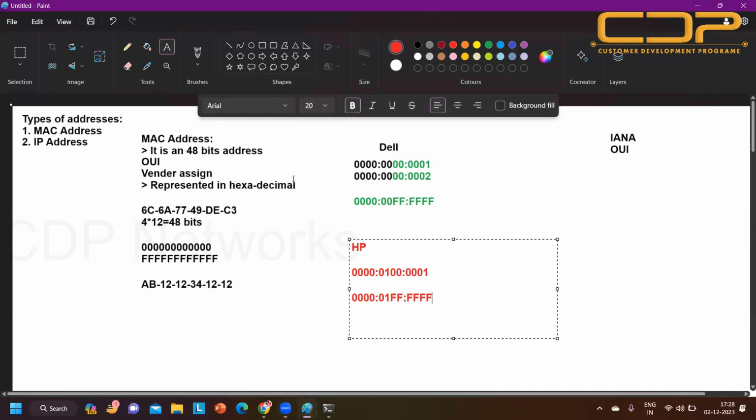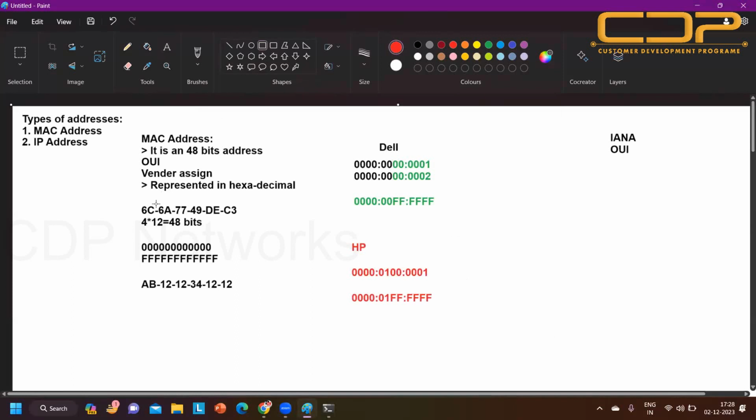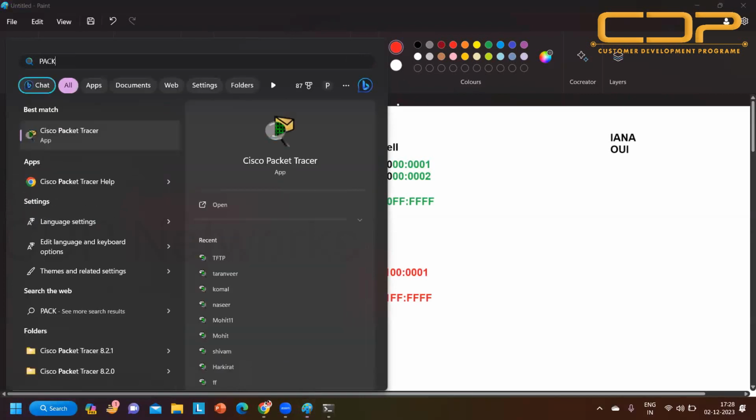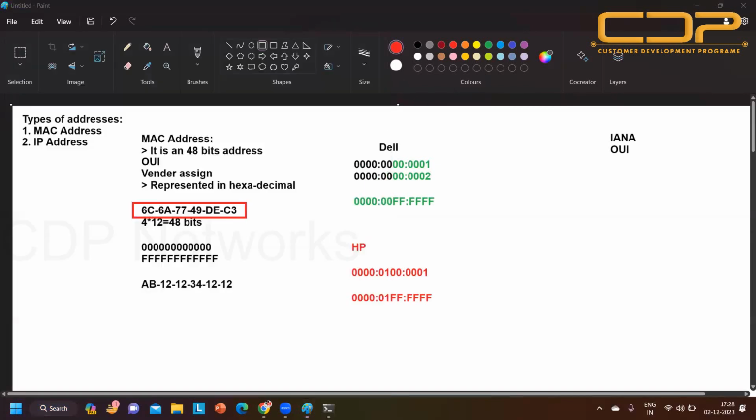MAC address is a 48-bit address. We represent it in hexadecimal format, or the notation can be anything. If I talk about the notation of representation of a MAC address in the Windows operating system, you can see this is how we represent a MAC address in Windows. If I show you how we represent a MAC address in Cisco IOS, I can show you in Packet Tracer.